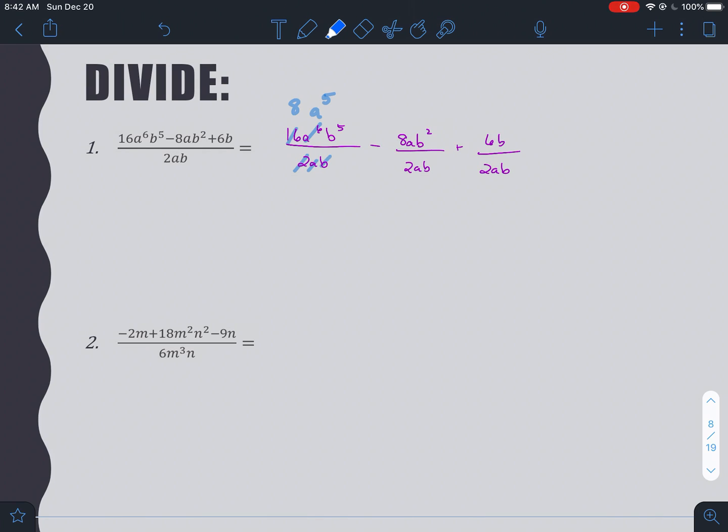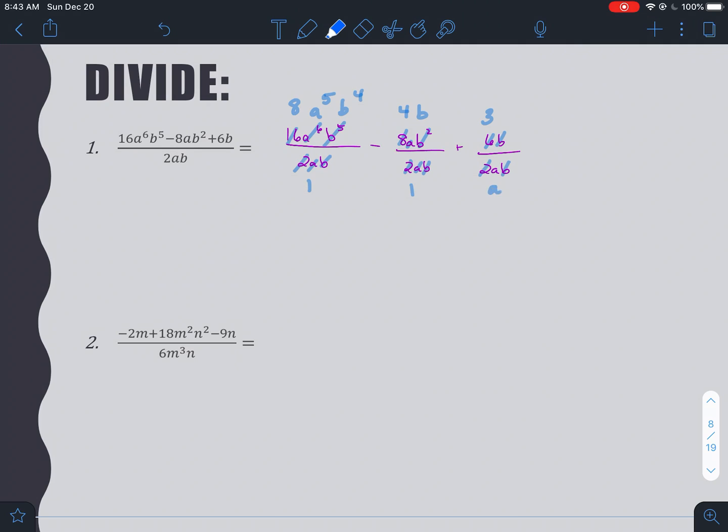So 16 over 2 reduces to 8. A to the 6th over a reduces to a to the 5th. B to the 5th over b reduces to b to the 4th. And you would have a 1 left in the denominator. Minus 8ab squared over 2ab. The 8 and the 2 reduced to 4. The a and the a reduced to 1. The b and the b squared reduced to b. So we have 4b over 1 left in that fraction.